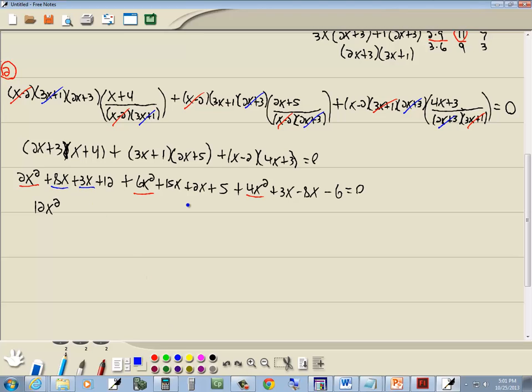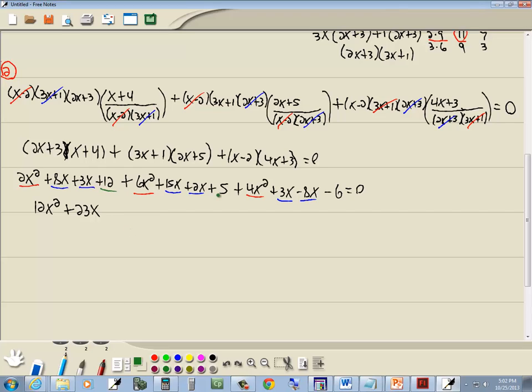Here's 8x, 3x, 15x, 2x, 3x, negative 5x, or negative 8x. 8 plus 3 is 11, 26, 28, 31. 31 minus 8 is 23. Let me double check that. Negative 8 plus 3 is negative 5. Negative 3, 12, 15, 23. Okay.